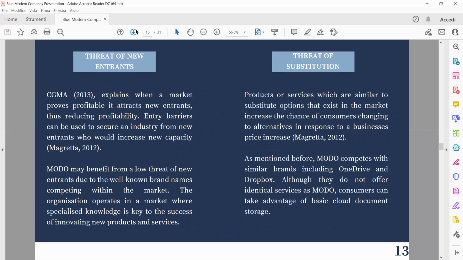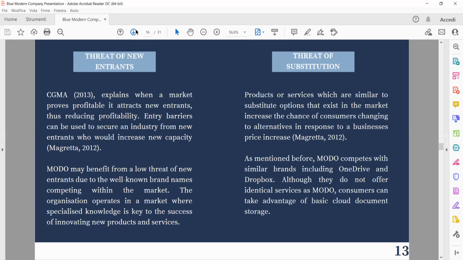The organisation operates in a market where specialised knowledge is key to the success of innovating new products and services. This knowledge can be essential to providing protection of the organisation's founding technology, with MODO now having plans to file a patent for their industry-leading design. However, to enter the market and be profitable, economies of scale are not required, which creates a new threat of entry for competitors.